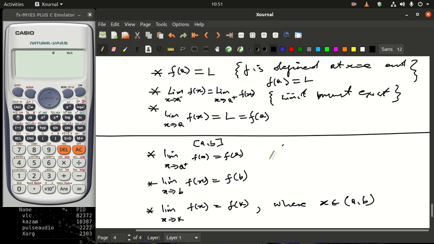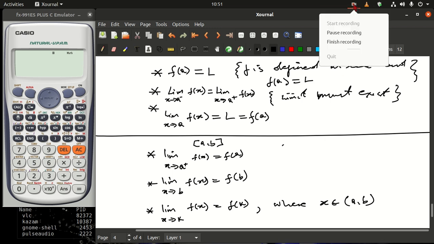And we also have points of discontinuity, where we have a jump discontinuity, a removable discontinuity, and we also have a discontinuity at infinity. That will be all for today.